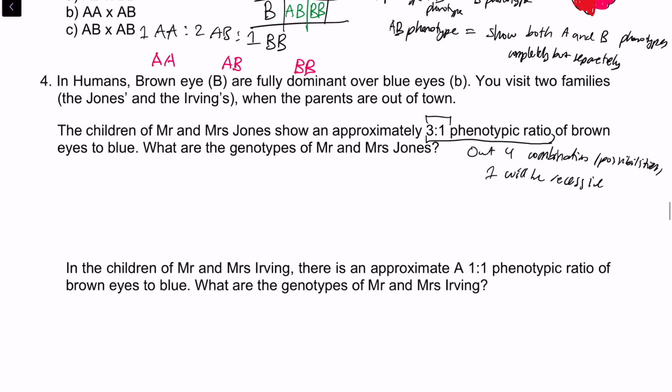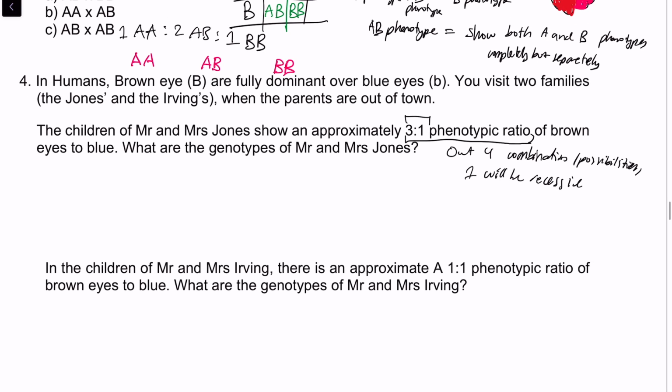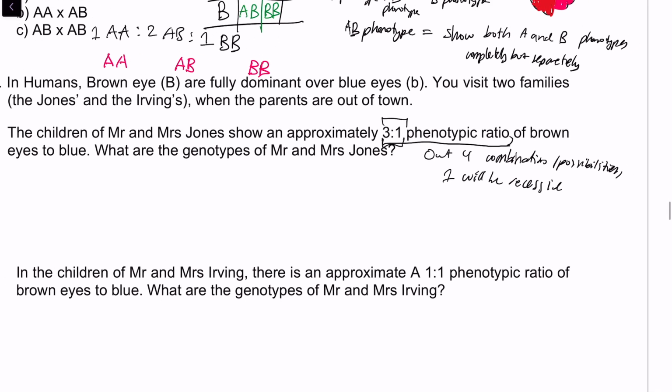That are possible from the parents, right? But the fact that there's a 3-to-1 ratio means that the dominant phenotype dominates, which indicates to us that we need to have a heterozygote. Both of them need to be heterozygote.